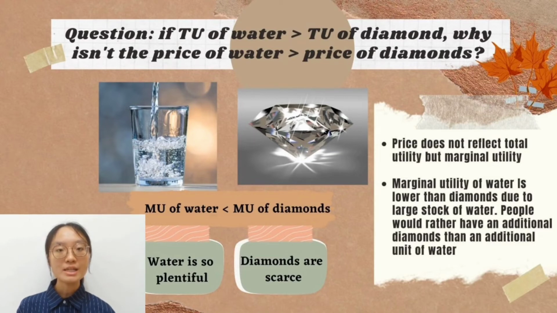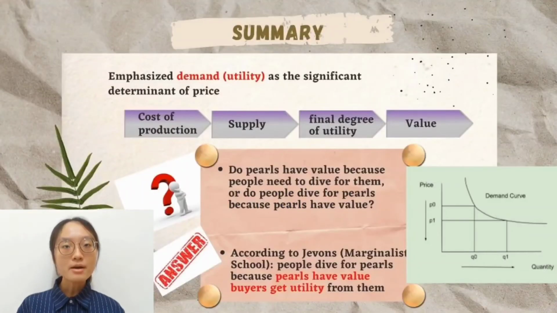While the marginal utility of diamonds is high because diamonds are scarce. Diamonds are not easy to obtain, so the price will be relatively high. As a result, an additional unit of water gives us less utility than an additional unit of diamonds. People would rather have an additional diamond than an additional unit of water, given a large stock of water. In summary, Jevons' marginalist school emphasized demand and utility as the significant determinant of price.